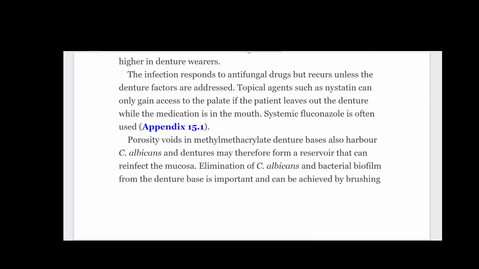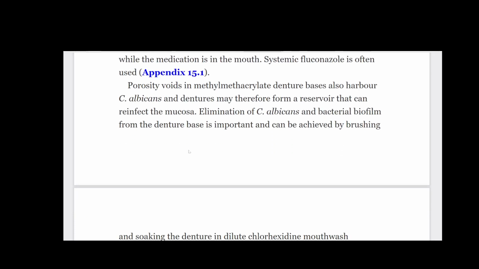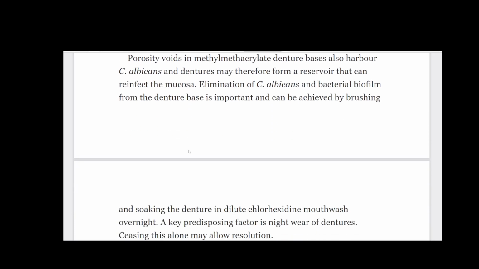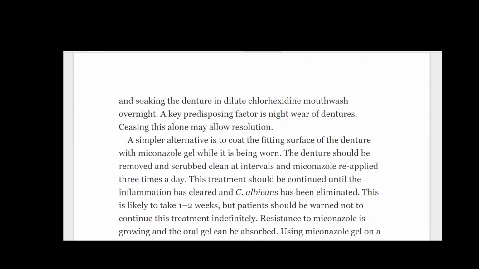Porosity voids in methylmethacrylate denture bases also harbor C. albicans and dentures may therefore form a reservoir that can reinfect the mucosa. Elimination of C. albicans and bacterial biofilm from the denture base is important and can be achieved by brushing and soaking the denture in dilute chlorhexidine mouthwash overnight. A key predisposing factor is night wear of dentures. Ceasing this alone may allow resolution.